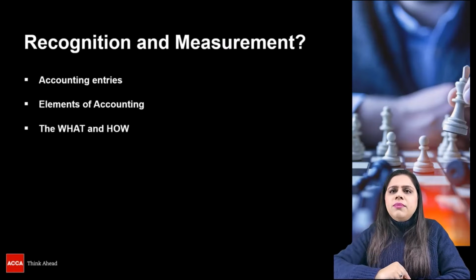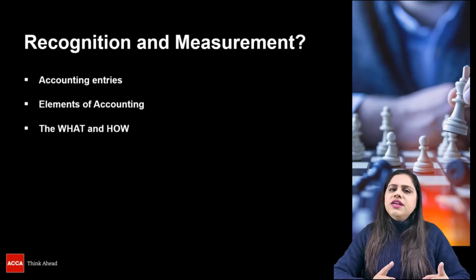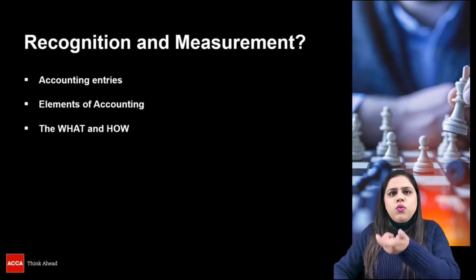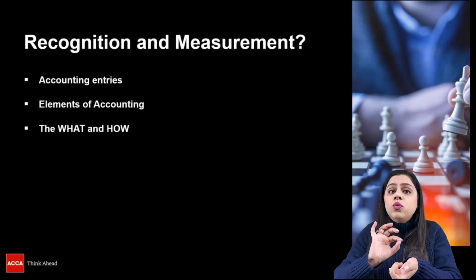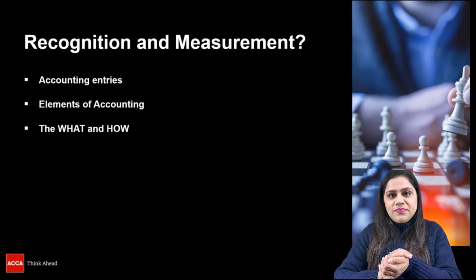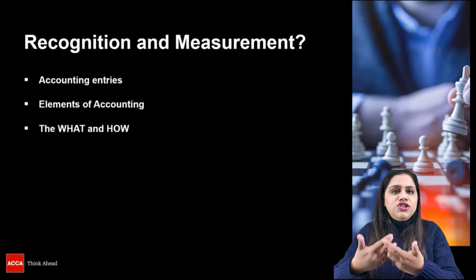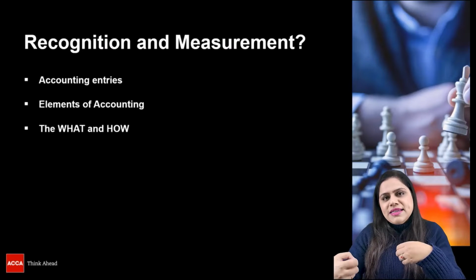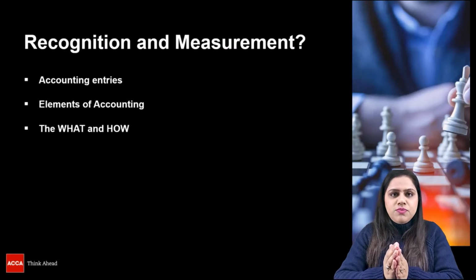So when we talk about recognition and measurement, these criteria tell us what is going to be recognized and how it is going to be recognized. So the what part tells us that recognition, what do we recognize? This will also include at what time the recognition needs to be done. And the how part focuses more on what is going to be the valuation that we are going to allocate to it.